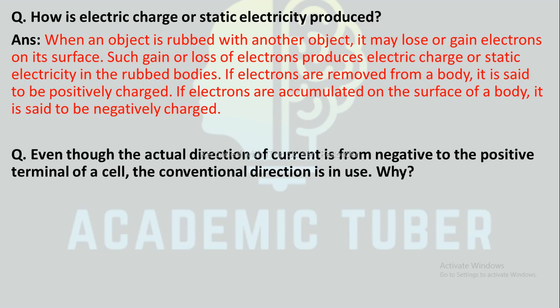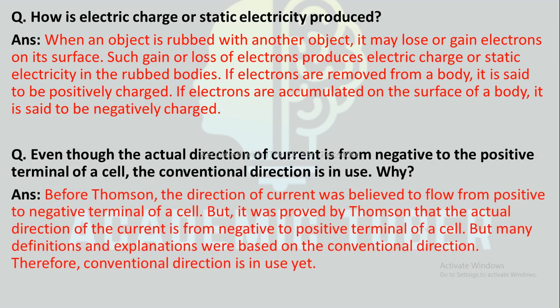Next question. Even though the actual direction of current is from negative to positive terminal of the cell, the conventional direction is in use. Why? Before J.J. Thomson, the direction of current was believed to flow from positive to negative terminal of the cell, but it was proved by Thomson that the actual direction of current is from negative to positive terminal. But many definitions and explanations were based on the conventional direction. Therefore, the conventional direction is in use.